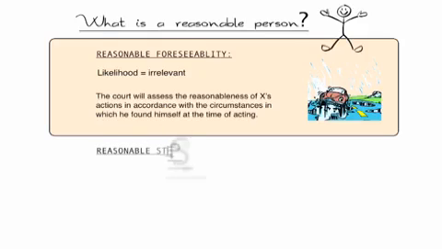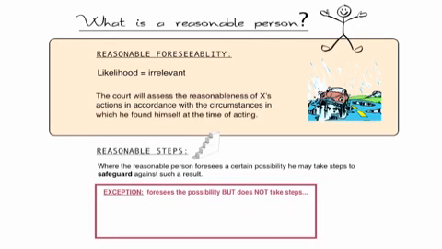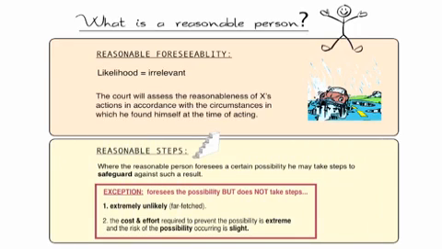Number 2, reasonable steps which the reasonable person would have taken. Where the reasonable person foresees a certain possibility, he may take steps to safeguard against such a result. There is an exception to this rule. Sometimes a person may foresee a possible result, but may not take steps to safeguard against it. This may happen when the possibility is extremely unlikely or far-fetched, and the cost and effort required to prevent the possibility is extreme, and the risk of the possibility occurring is very slight.